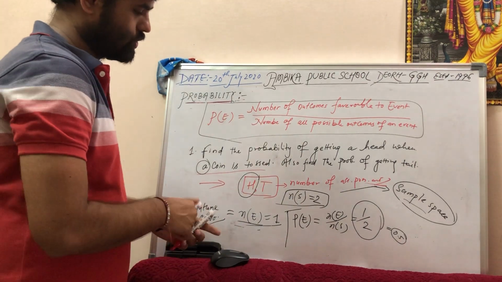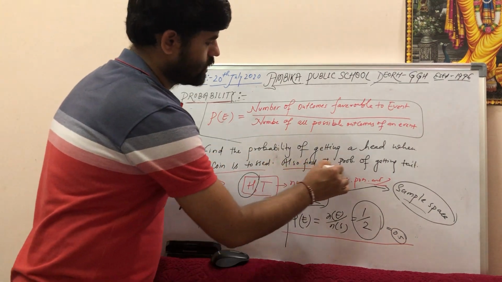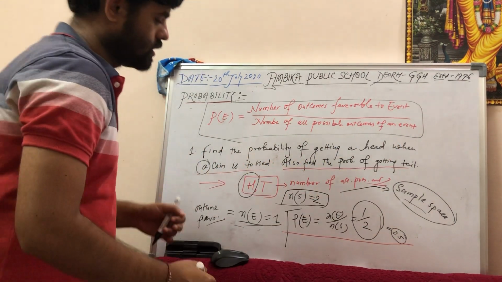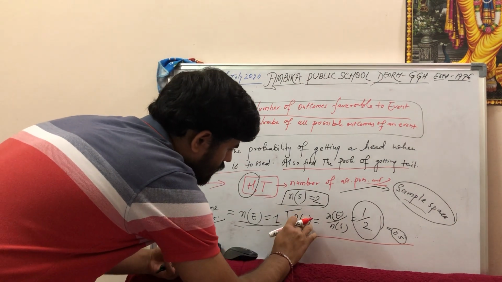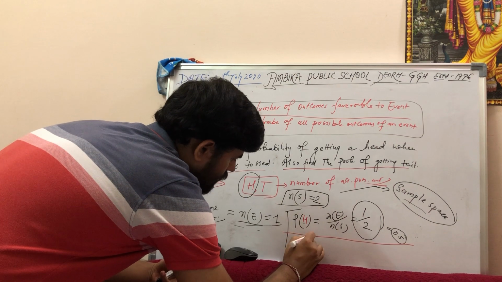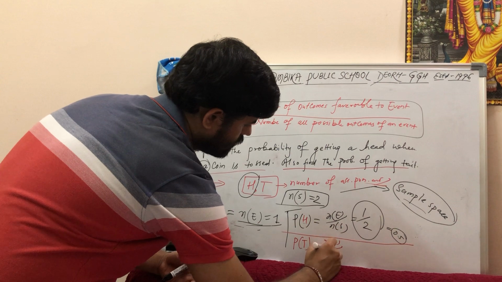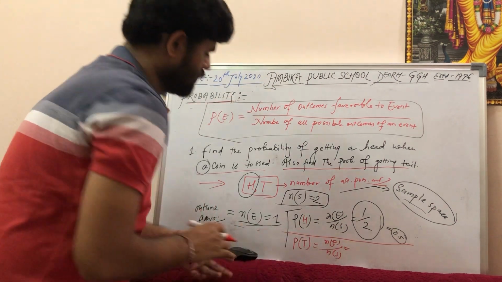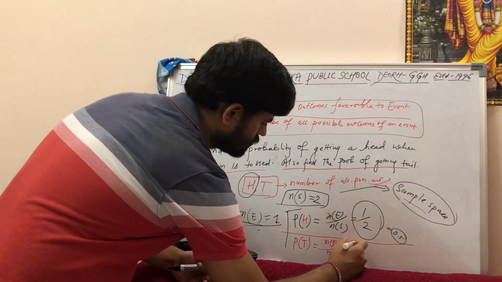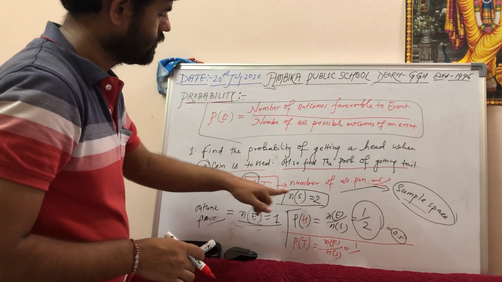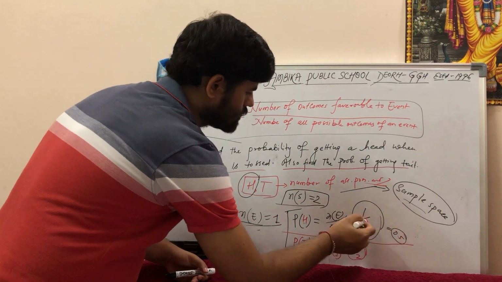Another question is there, right? Also find the probability of getting a tail. So probability of getting a tail equals number of events by number of sample space. The number of events for the tail is how much? Only 1. So I will say 1. Number of sample space is again the same, 2. So 1 by 2.